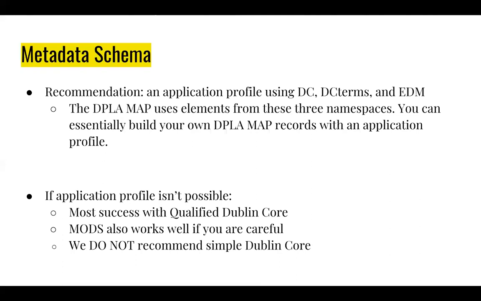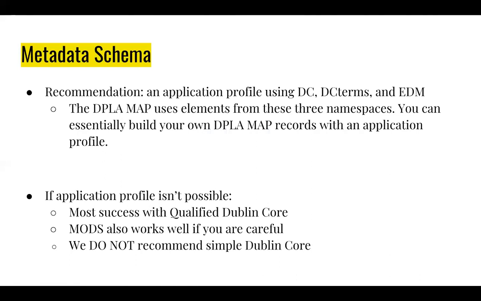We do recommend to you, actually, that the easiest way to do this is to just use an application profile that uses Dublin Core and Europeana data model terms, because those are the elements that we use in our records. So you can essentially build something that mimics a DPLA map record with an application profile using those properties. At the end of this presentation, I'll give you a link to a page on our wiki that has some examples of application profiles and what those records would look like that you would share with us.